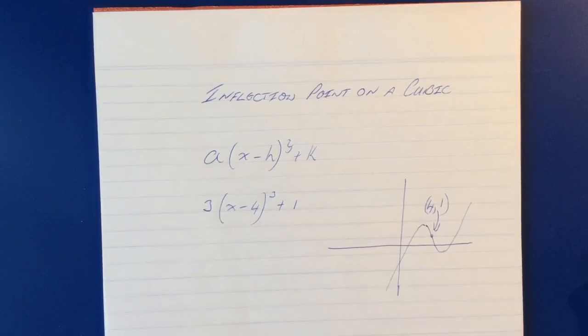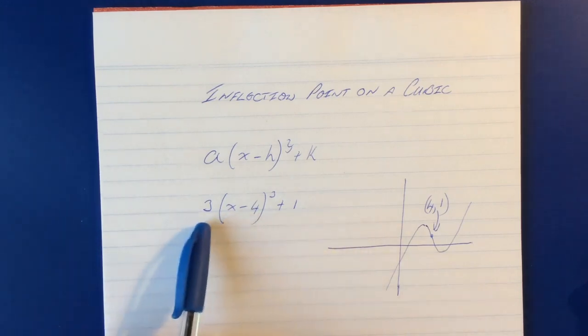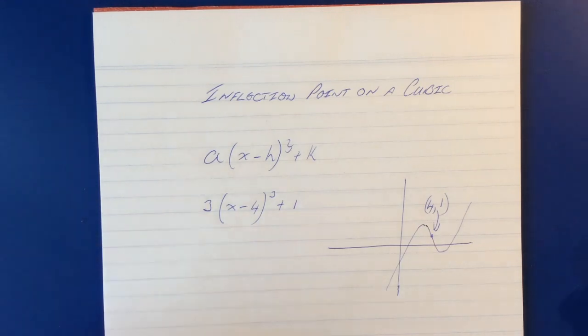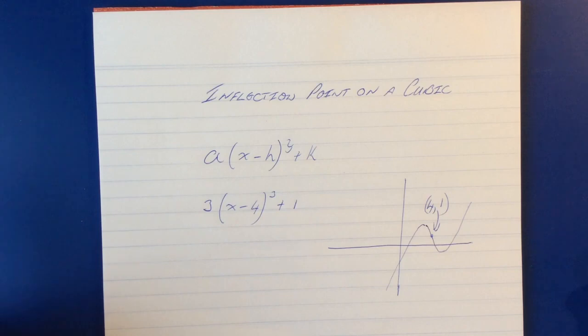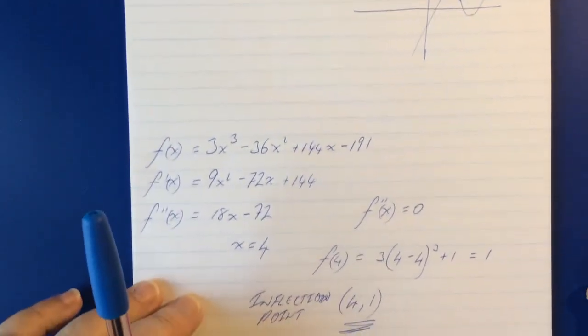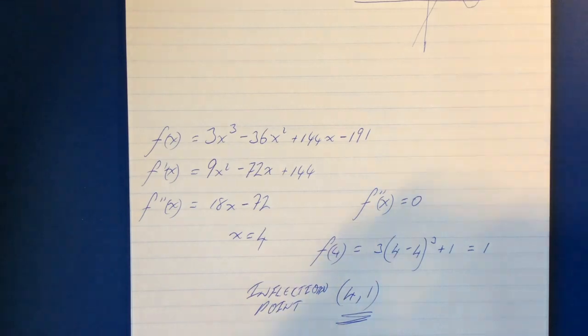So, is there another way of finding this? Well, yes. If your cubic is not written in this form, and it's not easily susceptible to being written in this form, like it's very difficult to get it into this form, there's another thing you can do. You can take the second derivative of the cubic, and let's have a look at that.